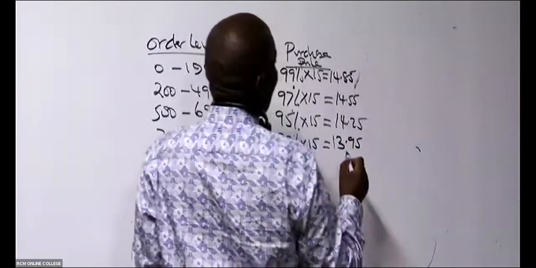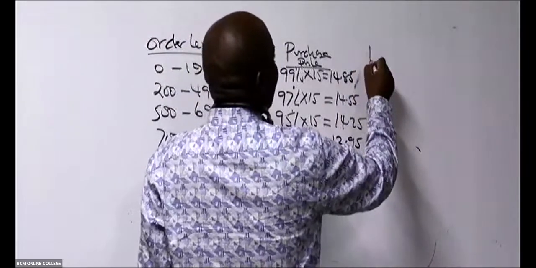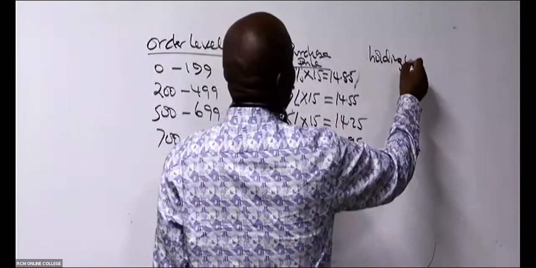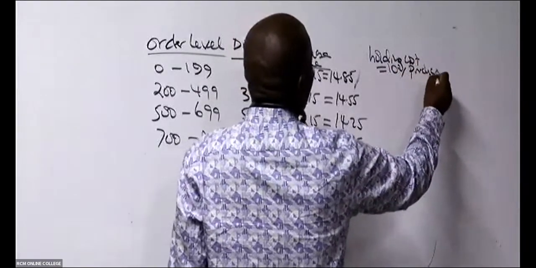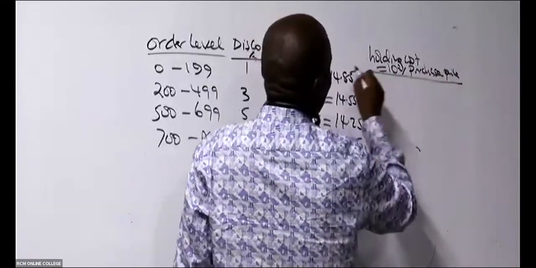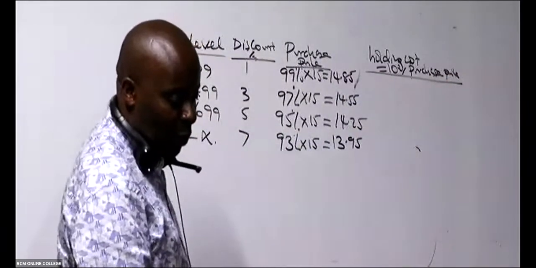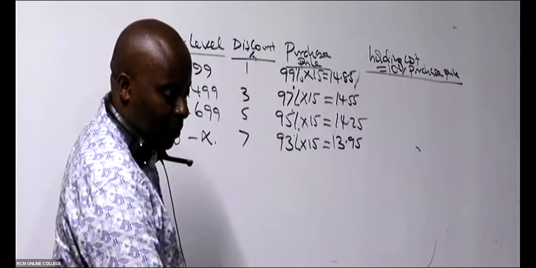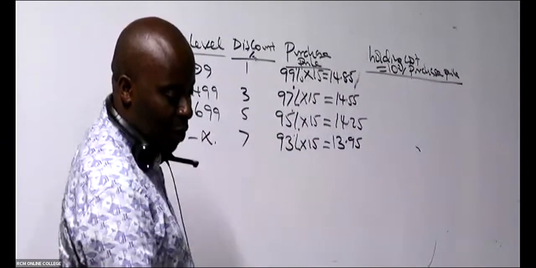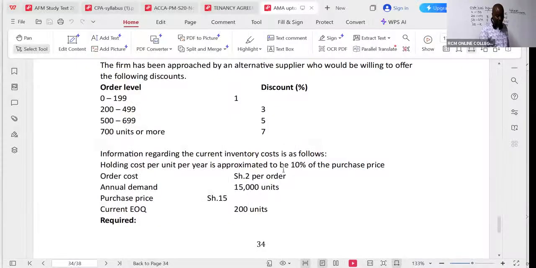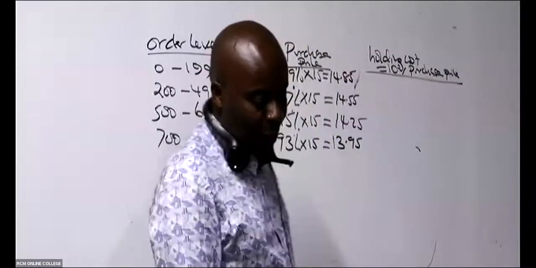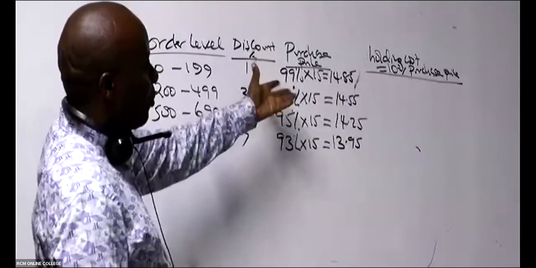And then, ladies and gentlemen, they have given me holding cost. I need a holding cost. They have told me it is 10% of purchase price. I'm not guessing; they have told me in the question. They told me somewhere here that holding cost per unit per year is approximated to be 10% of the purchase price. So give me the holding cost for each of these prices.